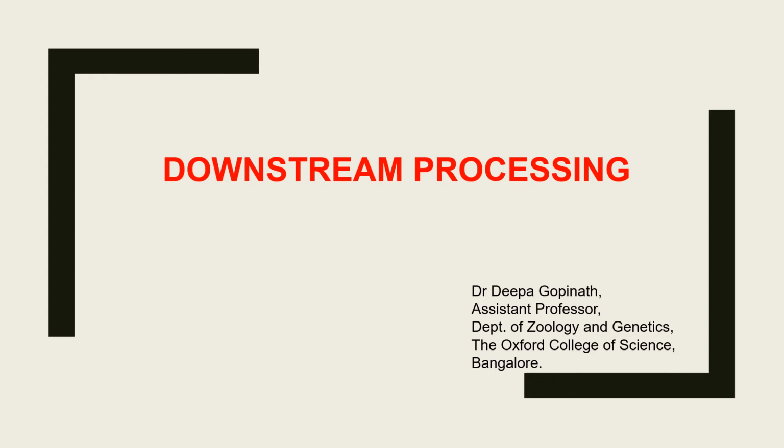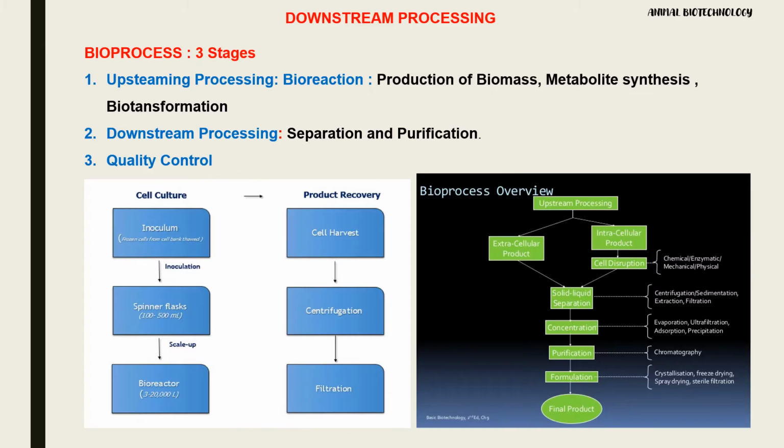Hello students, today's topic is downstream processing in large-scale cultures. Bioprocess involves two major stages, upstream process and downstream process. This is followed by quality control.